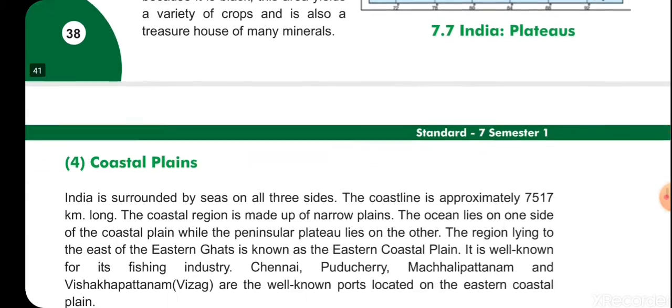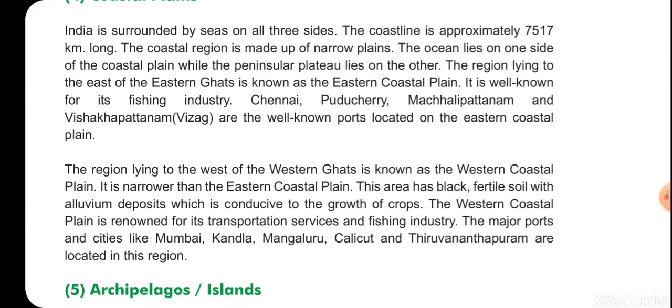Let's move ahead. Coastal plain. India is surrounded by the seas on all three sides. The coastline is approximately 7,517 kilometers long. The coastal region is made up of narrow plains. The ocean lies on one side of the coastal plain while the peninsular plateau lies on the other.